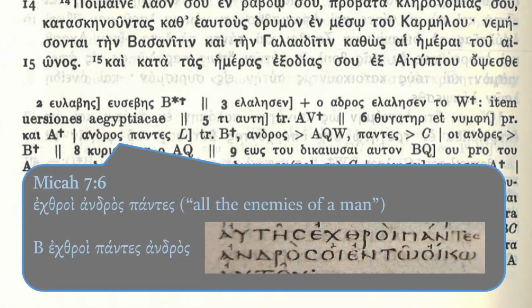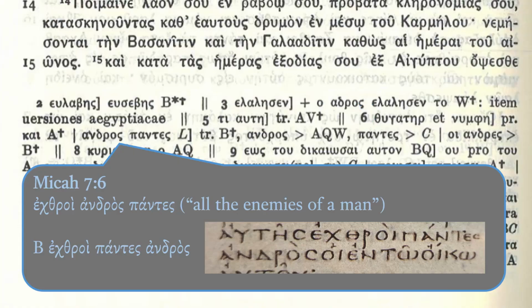If you look at this is verse 6 here, and it's Andros Pontes. And in fact, this is Micah 7:6. It's Ekthroi Andros Pontes. That's the broader sub-clause, if you want to call it that. And that's all the enemies of a man. And he puts that bracket there. This is also read in L, which we talked about. That's the Lucianic or Antiochene recension, which we'll talk about down the road.